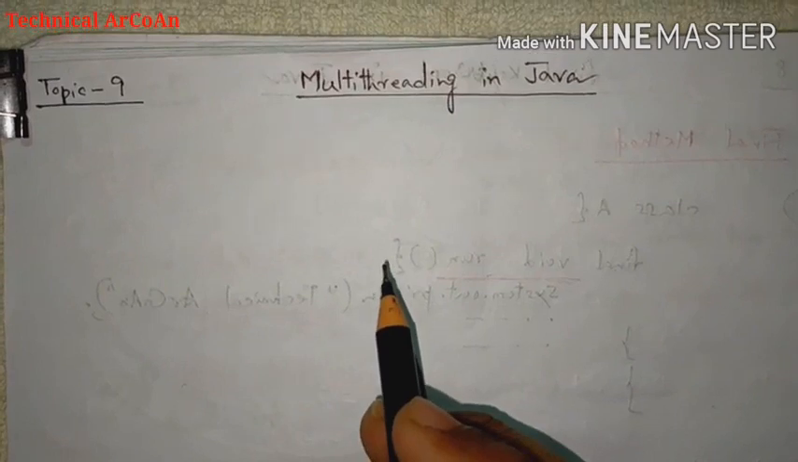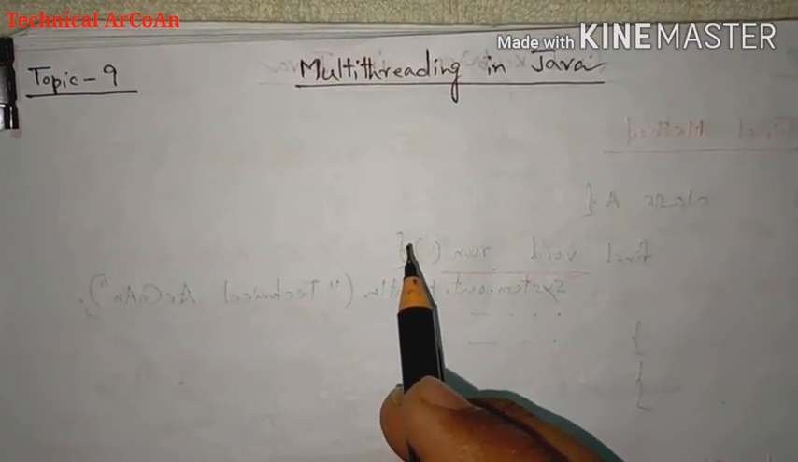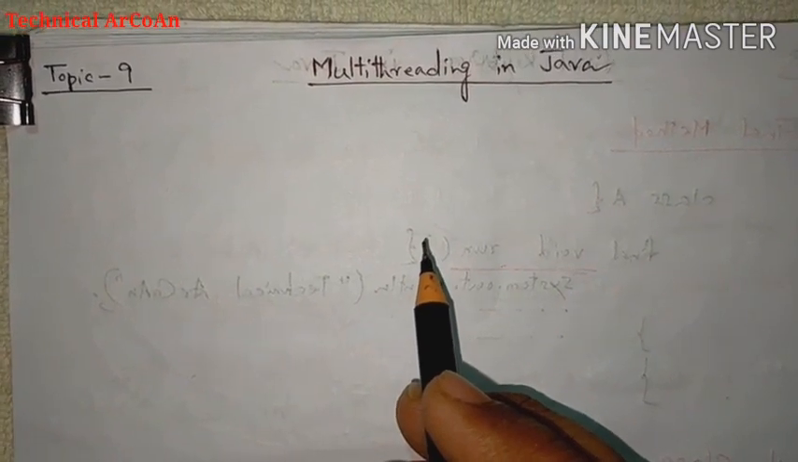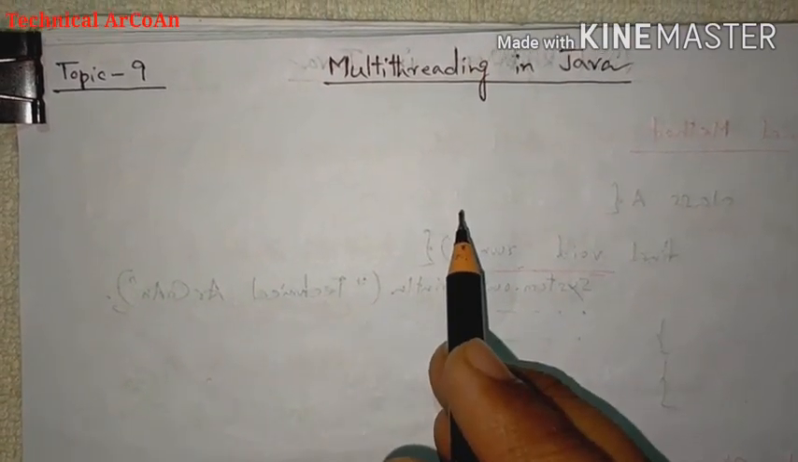Today's topic, multi-threading in Java. So first we will know what multi-threading programming is. Java is a multi-threaded programming language.